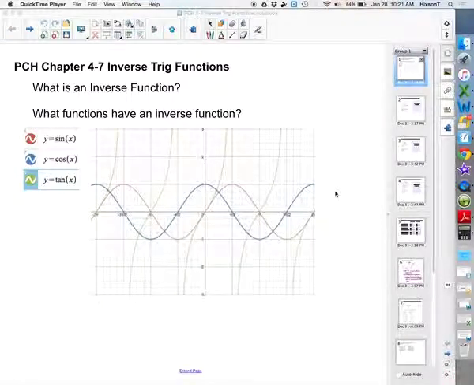Okay, so first of all, I want to discuss real briefly here, remind ourselves what an inverse function is, and then talk about how we get an inverse function, and then also what functions actually have inverse functions.